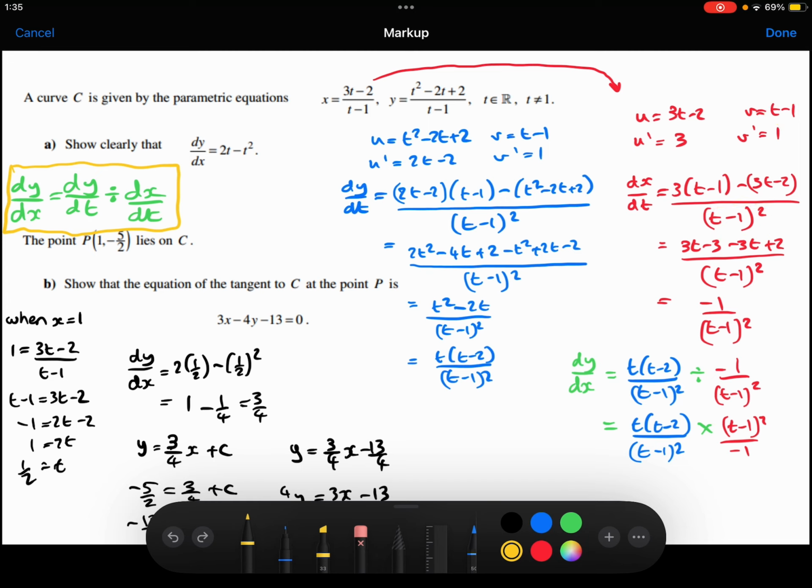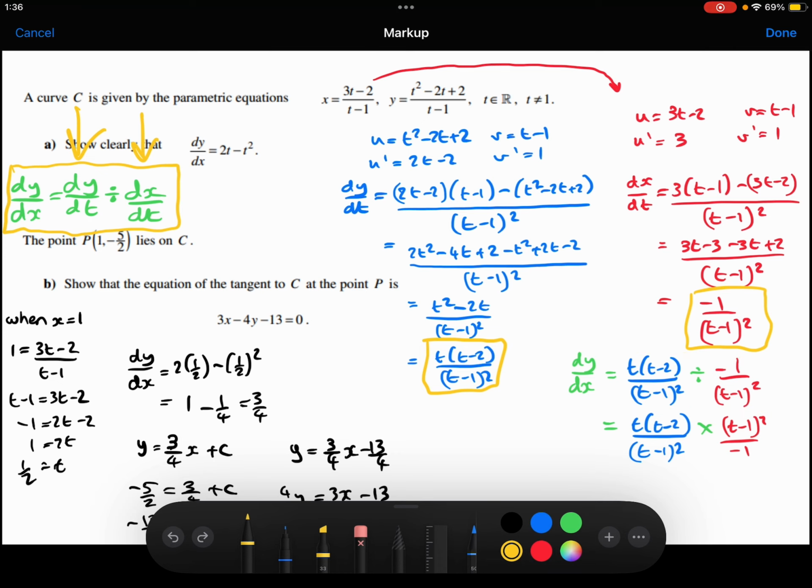Expand the brackets, so we get a 3t minus 3 and a minus 3t plus 2. The 3t's cancel out, the minus 3 and the plus 2 give a minus 1. So this is my dy by dt, which I'm going to plug in here. And this is my dx by dt, which I'm going to plug in here. So that brings us to this line here.